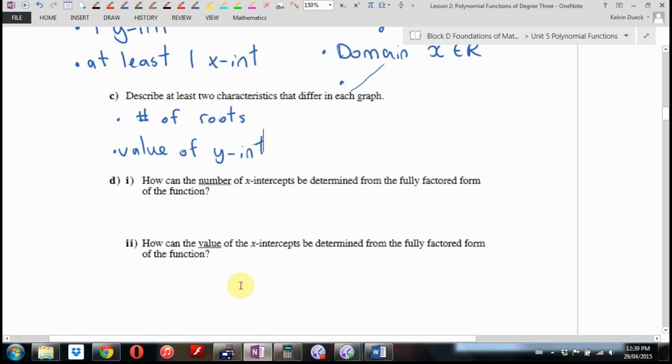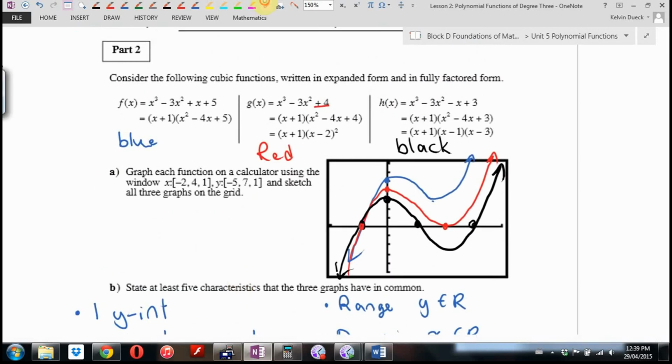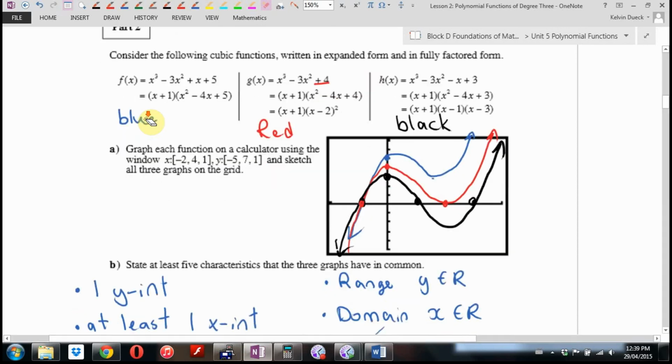How can the number of x-intercepts be determined from the fully factored form? How many x-intercepts did this have? How many x-intercepts did this have? How many x-intercepts did this have? Really, it's the number of brackets, but not quite. I'm not going to write that down because they phrased this a little sloppily, I think.